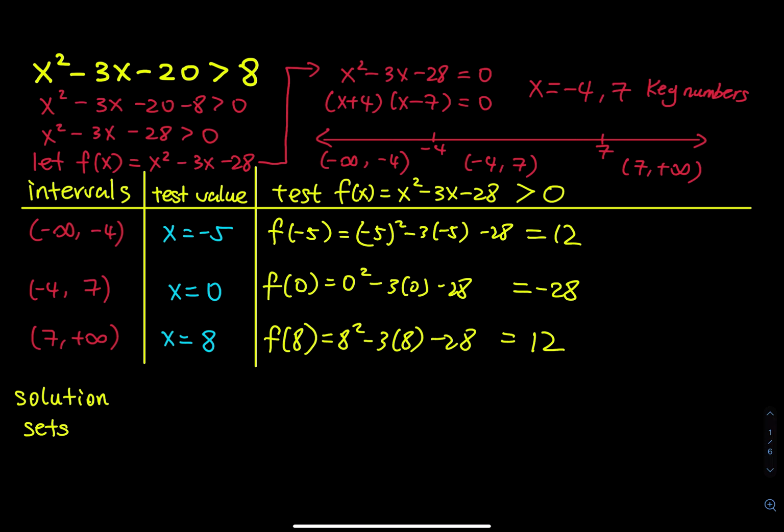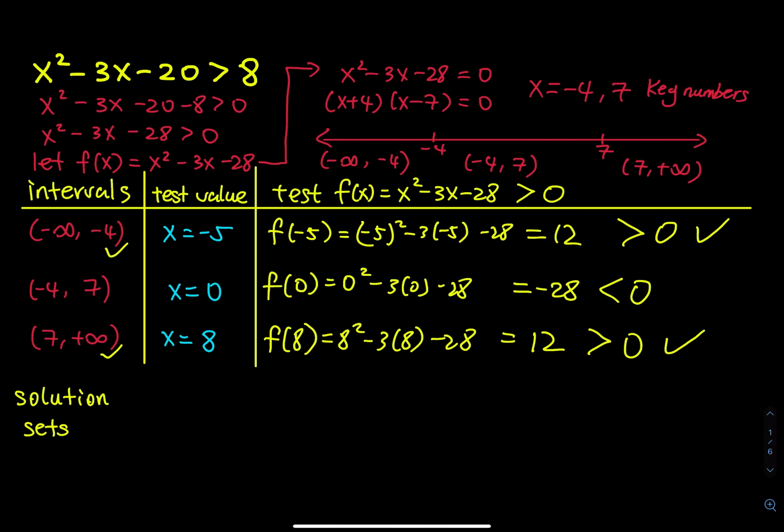Now, which one are we looking for? Let's read the problem again. Do you see the second line? We have the quadratic expression greater than 0. So you have to tell me which of the results is greater than 0. The answer is 12 is greater than 0, and 12 is greater than 0, so we are taking this one and that one. Negative 28 is negative, and we are not doing less than 0, we are doing greater than 0. So we do not consider the interval in the middle.